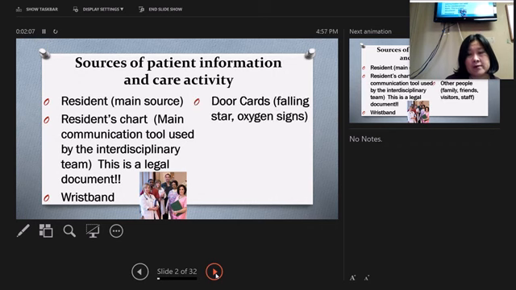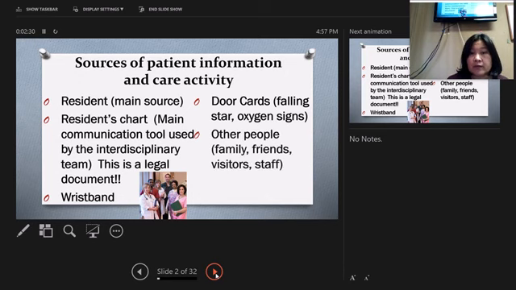There are door cards hanging on the door frames of every door that give us information about the patients. If they have a falling star, that means they are high risk for falls. If they have oxygen signs, they're wearing oxygen. All of those are giving us information about the patient. If they have an isolation sign on the door, that means they're on some sort of isolation because they have a known infection.